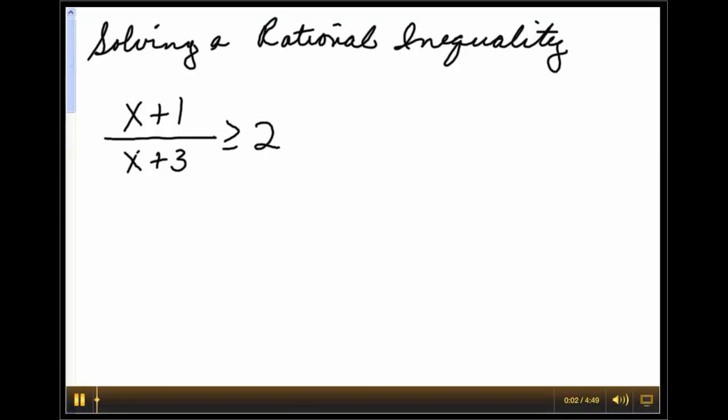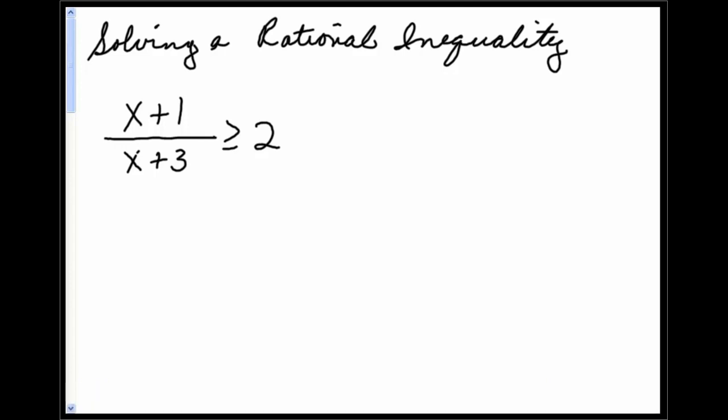Solving a rational inequality is going to be similar to solving a polynomial inequality, but there's a little difference. You need to rewrite this so that one side of the inequality is 0. So rewriting this, we'll have to subtract 2, so we'll have (x + 1)/(x + 3) - 2 is now greater than or equal to 0.